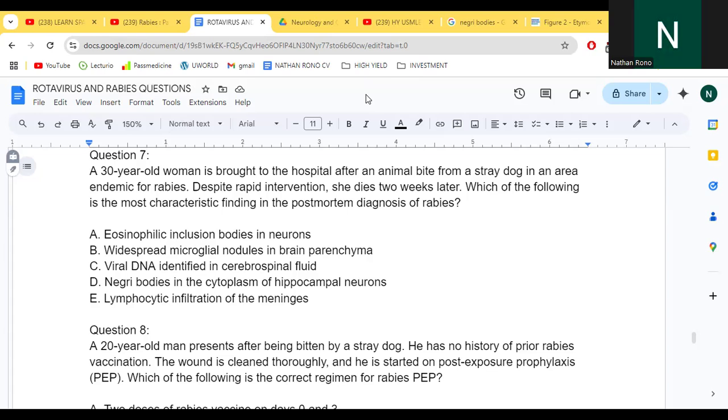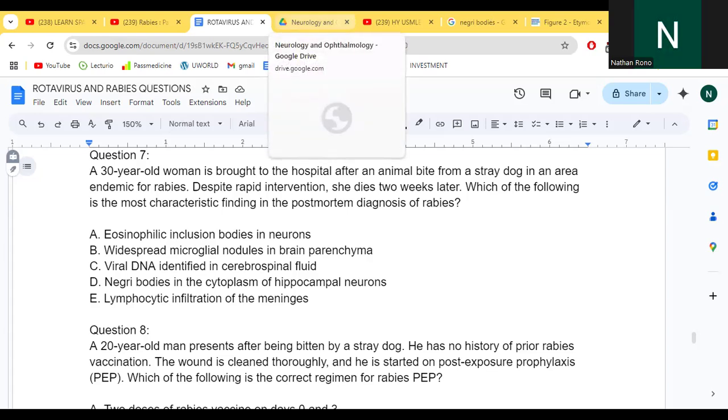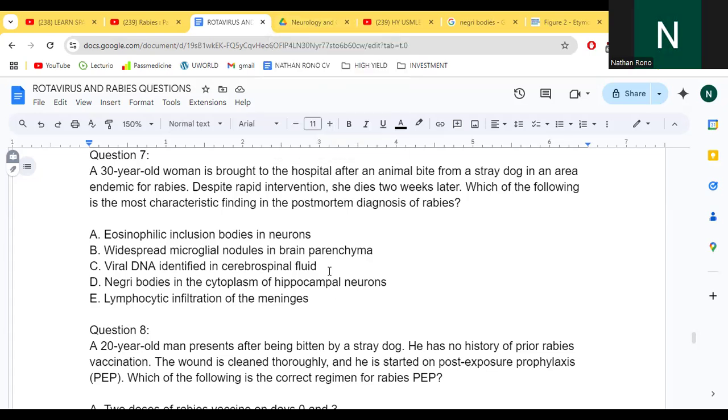I'm hearing varied answers. I'm hearing A. I'm hearing D. So everyone has decided it's D. Negri bodies in the cytoplasm of hippocampal neurons. So yes, that's the answer.